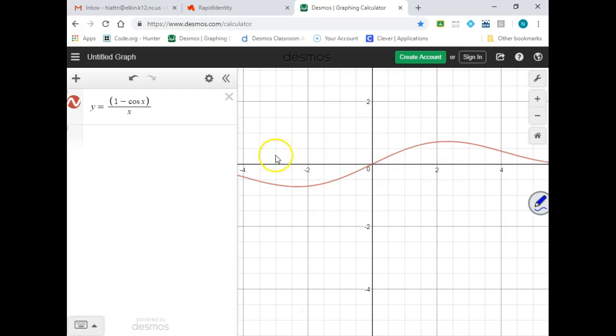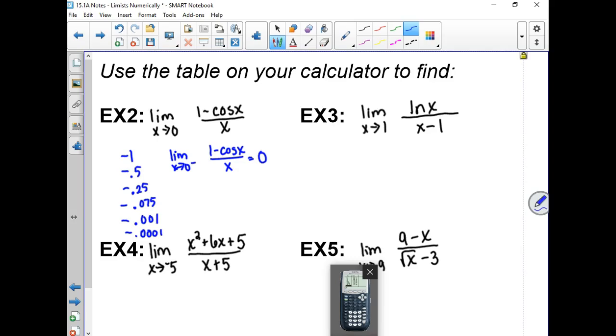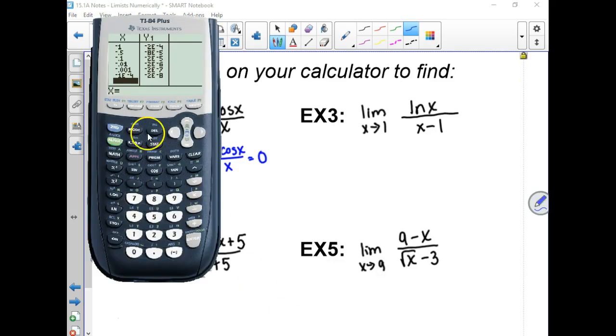Yeah, on your calculator, it's because your Y's are taller than mine are here. But for right now, let's just work on the table because the next thing we're going to do is the graph. So, let's finish this one together. I'm going to go delete all these out.